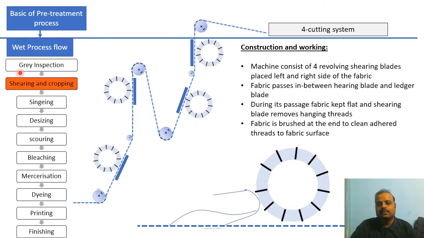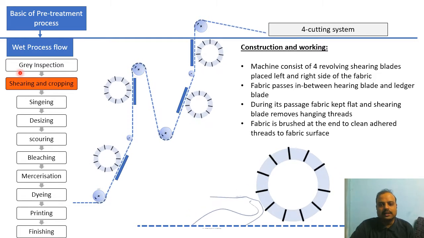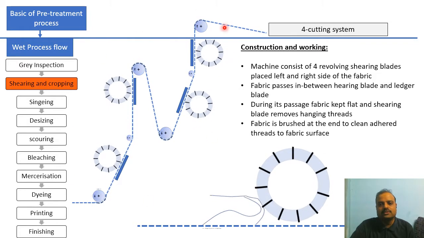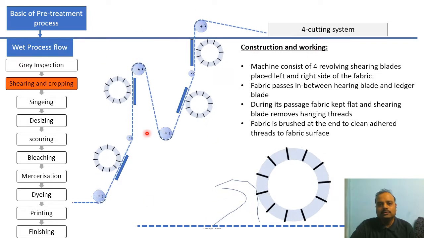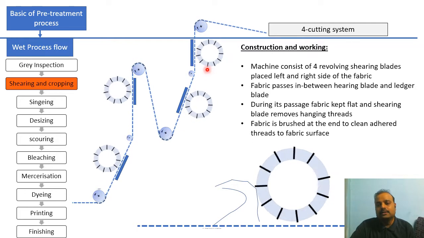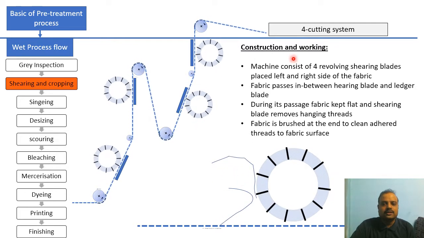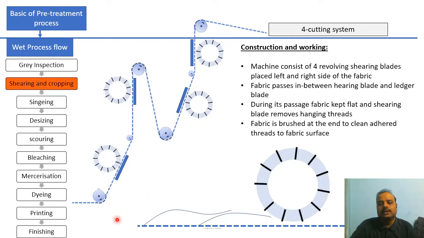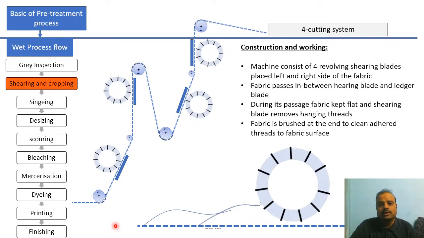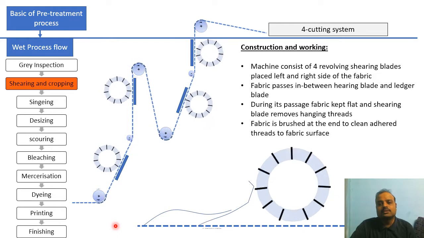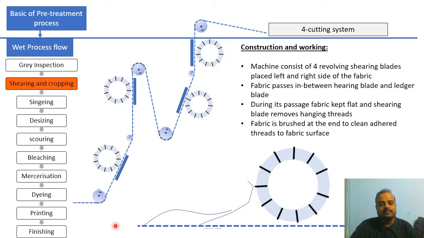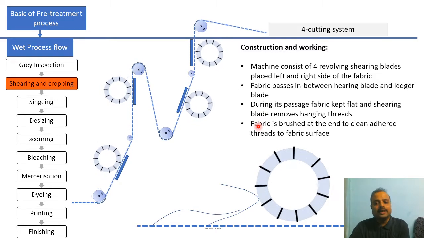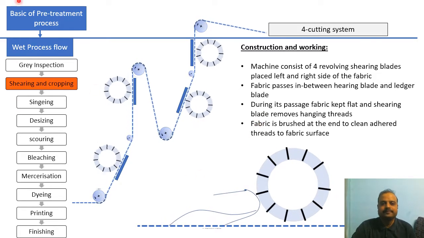So this is all about the construction and working. The construction and working of the machine is nothing but how the rollers are placed with each other and how these rollers cut the fabric threads. This is construction and working. It has 4 points. So just remember, when there is a question in the examination, to describe the construction and working of the 4 cutting system, you should be able to understand and write those things properly.